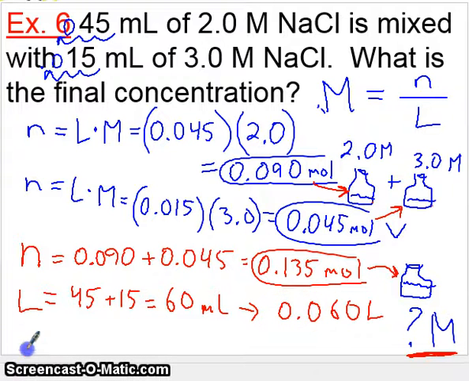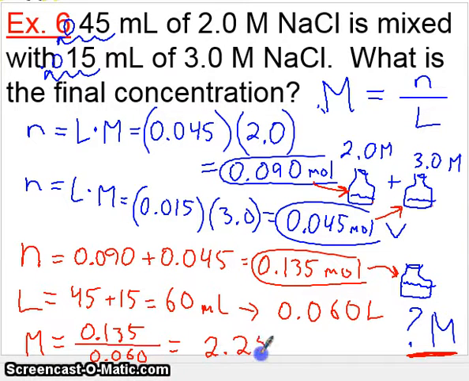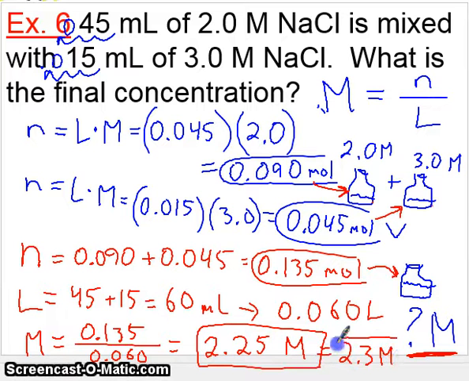So finally, to get my molarity, I will do 0.135 over 0.060. Let's see what my final answer is. 0.135 over 0.060 gives me 2.25 molar. And this is my final answer, 2.25 molar. And really, since we have two significant figures, I should really say 2.3 molar. That should be the better answer, 2.3 molar.